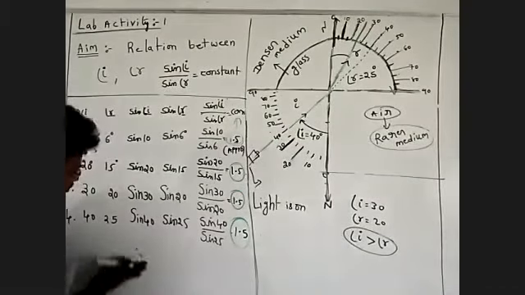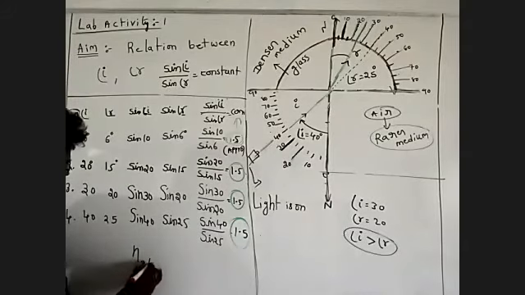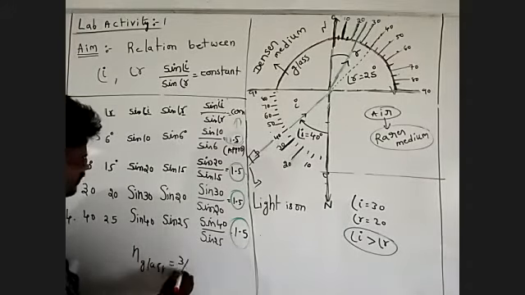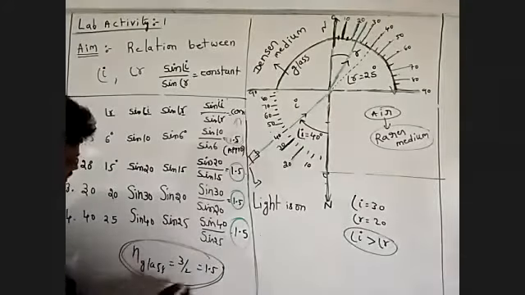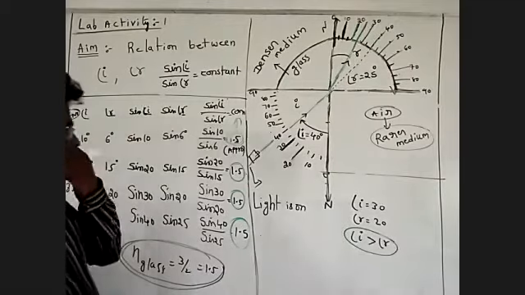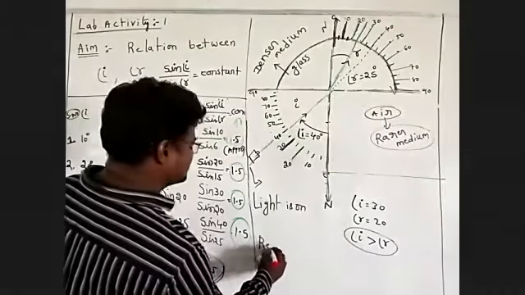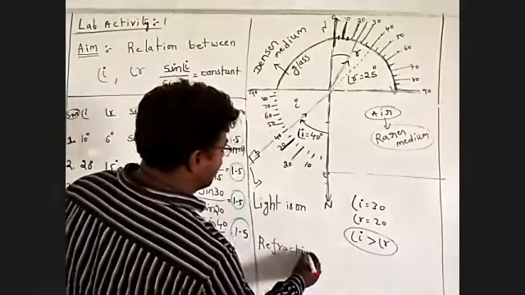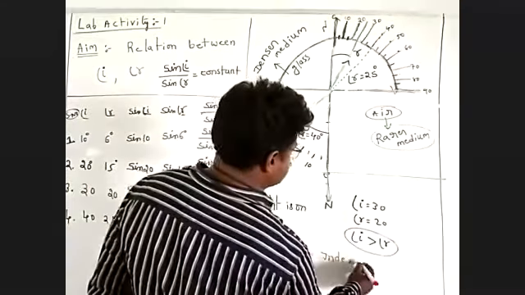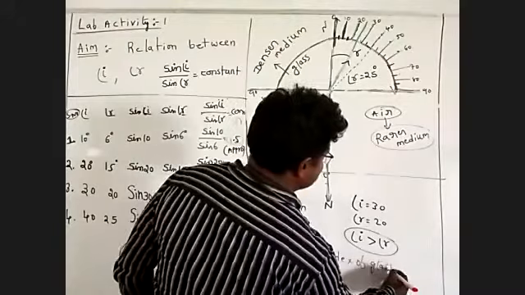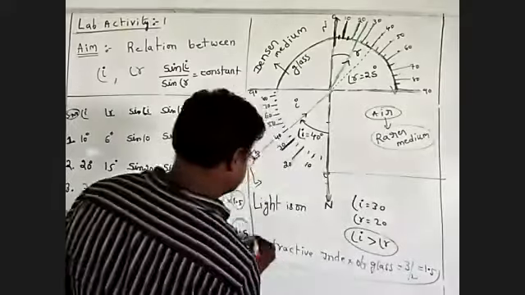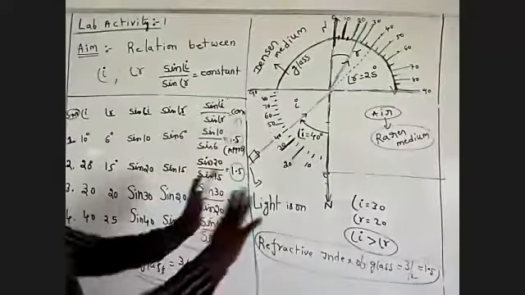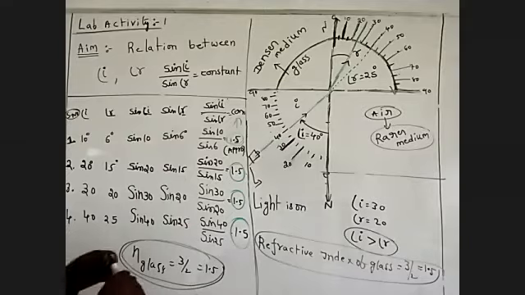Theoretically, the refractive index of the glass is 3/2 or 1.5. This is the value of the refractive index. The refractive index of glass is 3/2 or 1.5. This lab activity is over. Now your conclusion.